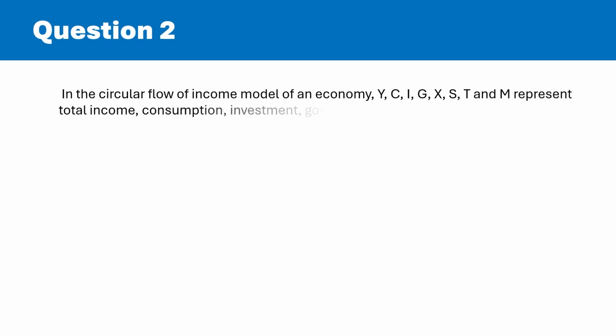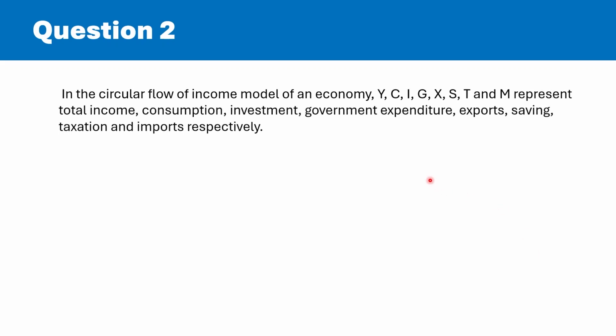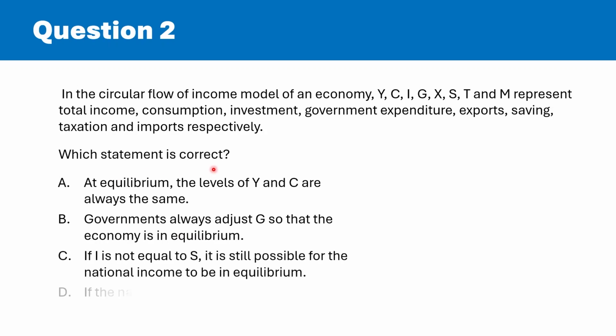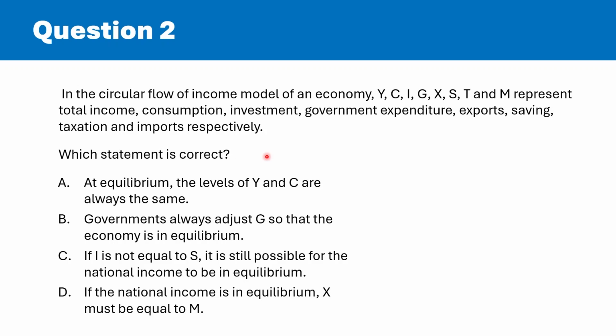Let's look at the question number 2. In the circular flow of income model of an economy, these are the variables that represent all this. I hope you know the full forms of all the variables. Now we have to find out which statement is correct. This question tests the equilibrium condition in the circular flow. Remember, injections equal to withdrawals. That is your I plus G plus X, which is your investment plus government spending plus exports, should be equal to savings plus taxes plus imports.